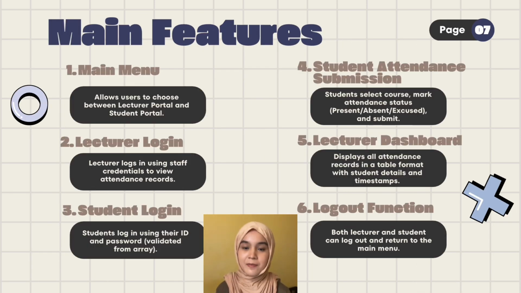Now, let me highlight the main features of our attendance system. First, we have the main menu, which allows users to choose between the lecturer portal and the student portal. Second, the lecturer login feature enables lecturers to log in using their staff credentials and access attendance records securely. Third, the student login function allows students to log in with their ID and password validated from the array, ensuring proper authentication. Fourth, the student attendance submission feature lets students select their course, mark their attendance status whether present, absent, or excused, and then submit it directly.